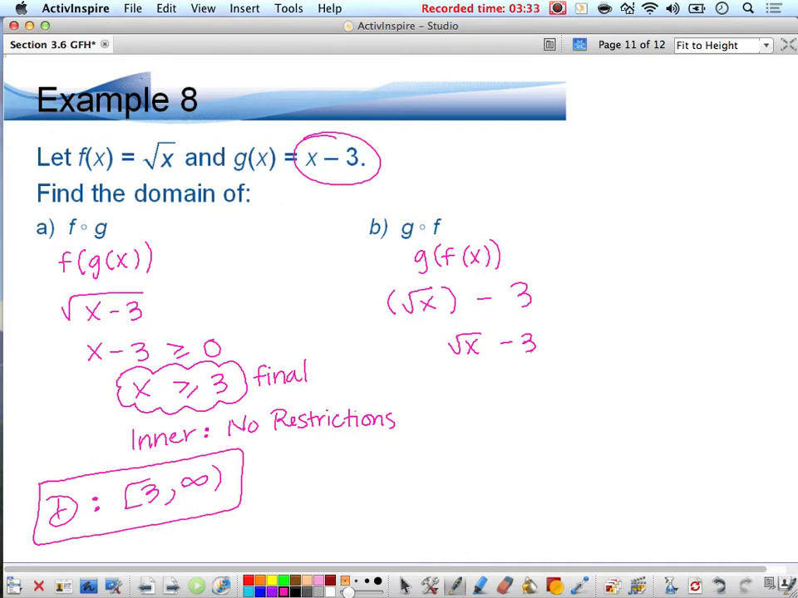So if this is my final answer, that is g of f of x, I need to talk about the domain of that. Well, it's restricted. X has to be greater than or equal to 0. So those are your final answer restrictions. But you also have to consider the original inside restrictions. So here's the original inside. It turns out it has the same restrictions as my final.